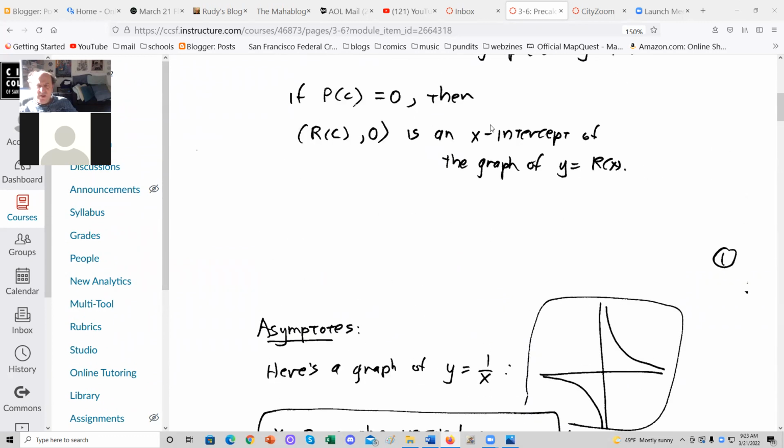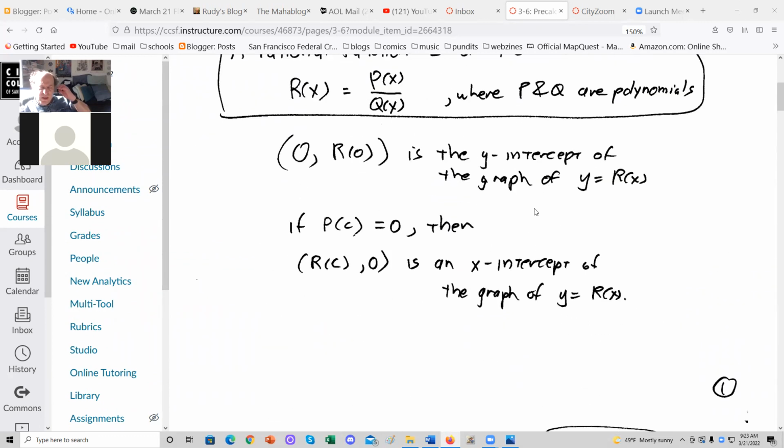Actually, I'm a little bit concerned about this. This is really more like C by 0. This is a mistake. Let me note that down. 3-6 on C by 0. My apologies. Okay, we proceed.